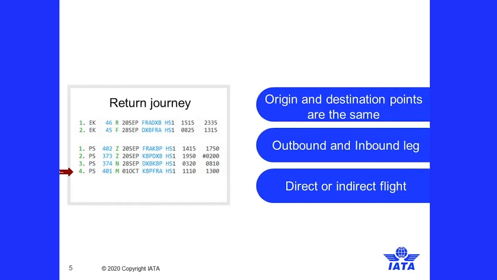A return journey has an outbound and an inbound leg, or fare component. Later on we will use it. So outbound is Frankfurt to Dubai, inbound Dubai to Frankfurt. And here again Frankfurt to Dubai, Dubai to Frankfurt. So again, it can always be a direct or indirect flight.